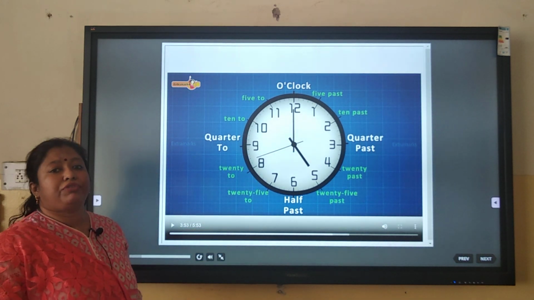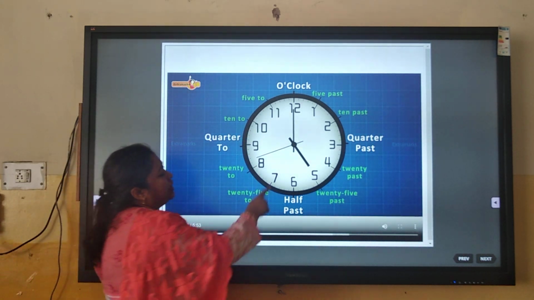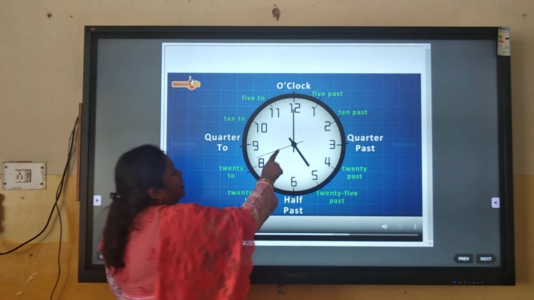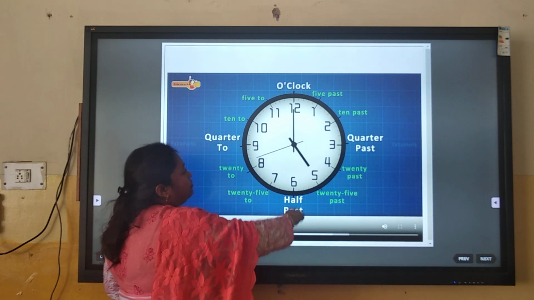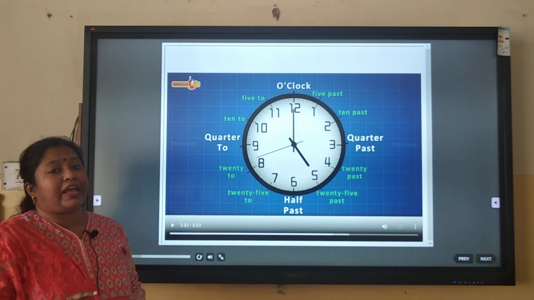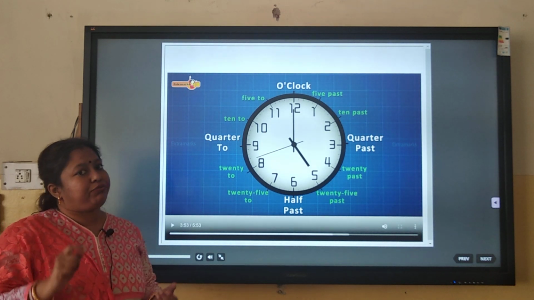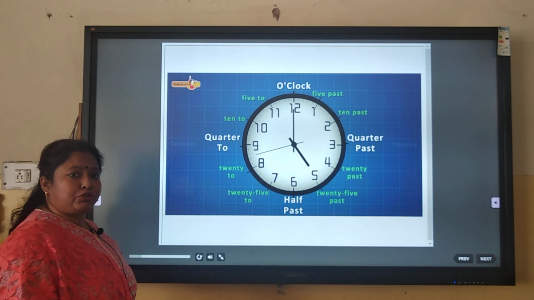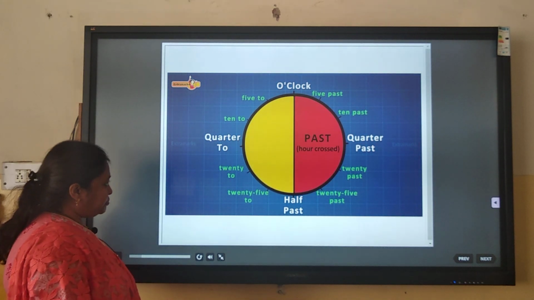or 55. So children, if the hour hand is between 4 and 5 and the minute hand points to 11, that timing will be 4:55. Got it, children? So let's see an example to understand this better.